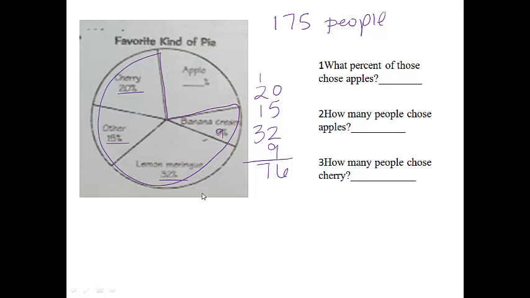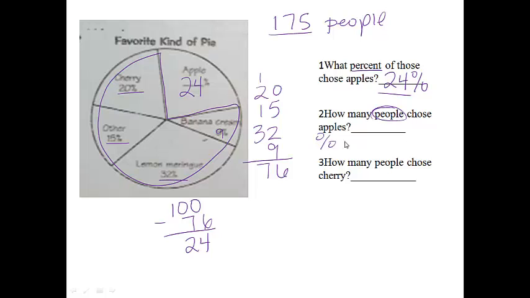So if this whole thing is 100 though, and I already used 76%, how much do I have left over? Well, you can just subtract and you'll find out that apple pie is going to be worth 24%. So what percent chose apple pie? 24% chose apple pie. How many people chose apples? Uh-oh. Well, if you know that 175 was your total, and we know that 24% chose apple, and we're asking for how many people, we're not asking for percents anymore. We're going to have to do percent of total or percent of number.